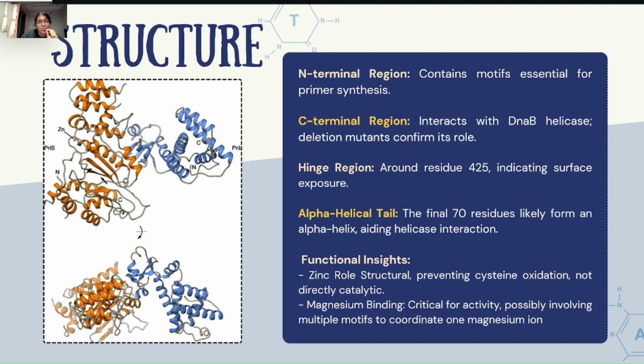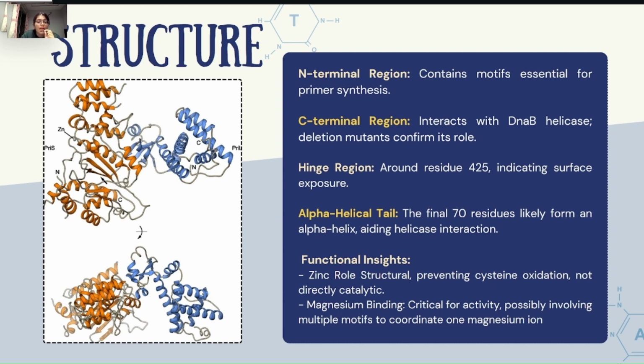So, this primosome we talked about in the last slides of helicases. The C-terminal attaches with the helicases and they form the primosome. So, here the C-terminal has importance in the formation of the primosome.